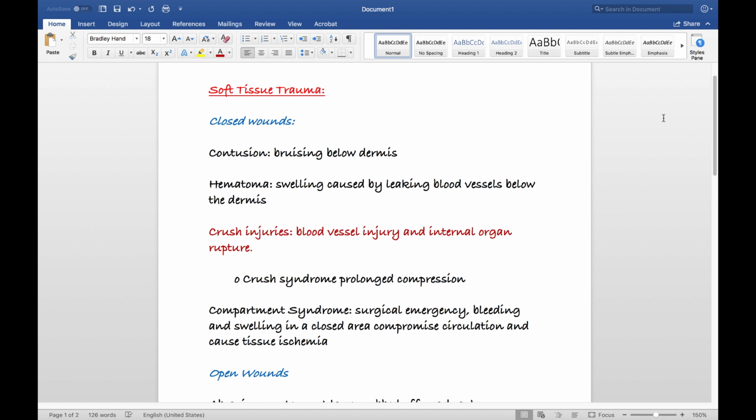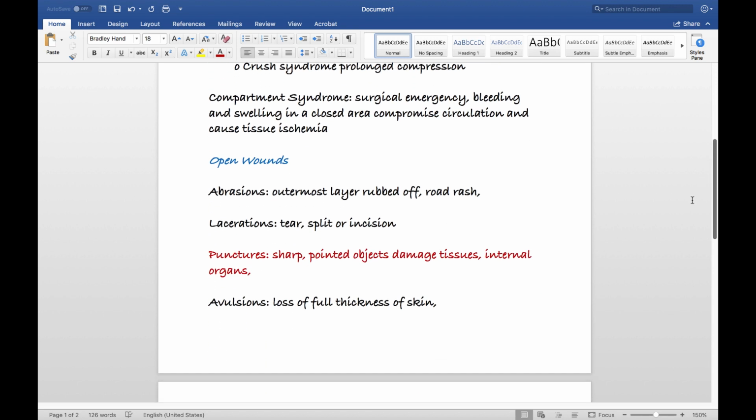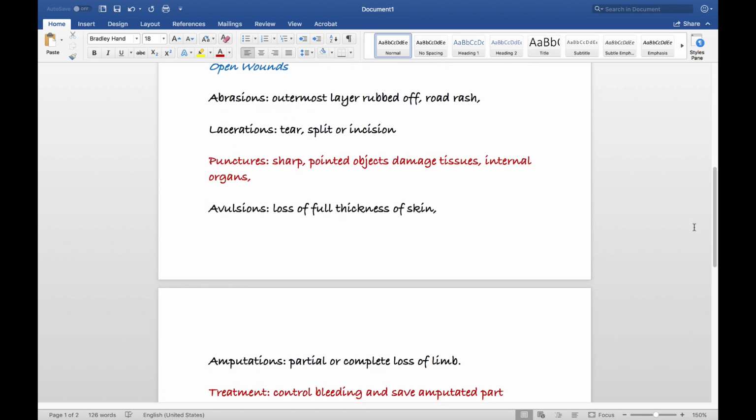Now, we talk about open wounds, and pretty much we've seen these, right? Abrasions, that's the outermost layer, you know, it gets rubbed off, road rash. We're going to clean, remove, you know, contaminants from that, bandage it up a little bit. Lacerations, that's a tear or split or even an incision. Okay, our treatment, again, controlling the bleeding, monitoring for shock, okay?